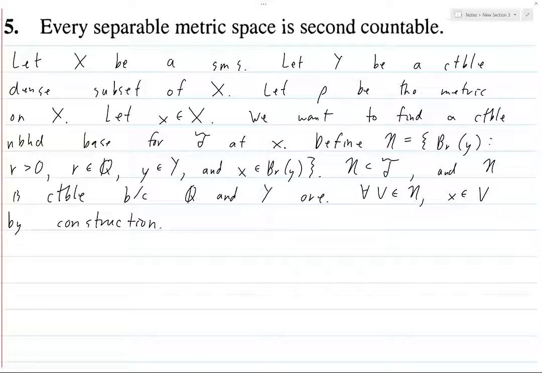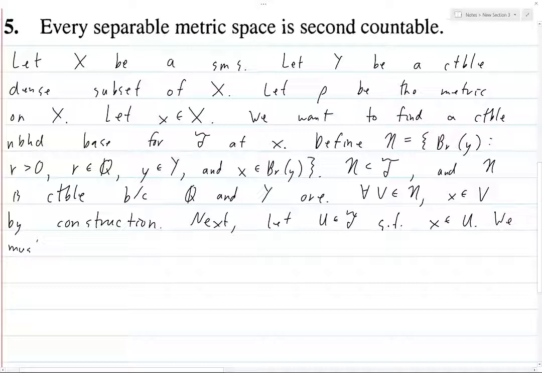And now we need the trickier part of being a neighborhood base. Next, let U be an element of T such that x is in U. Then what we have to do is find some V in N such that x is contained in V and V is entirely contained in U. Well, I guess the only thing that we need to prove here is that V is entirely contained in U, because we already know that x is in V.